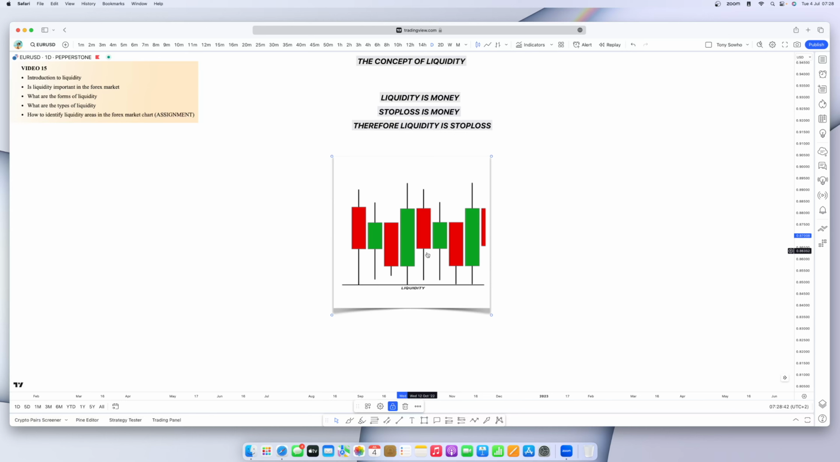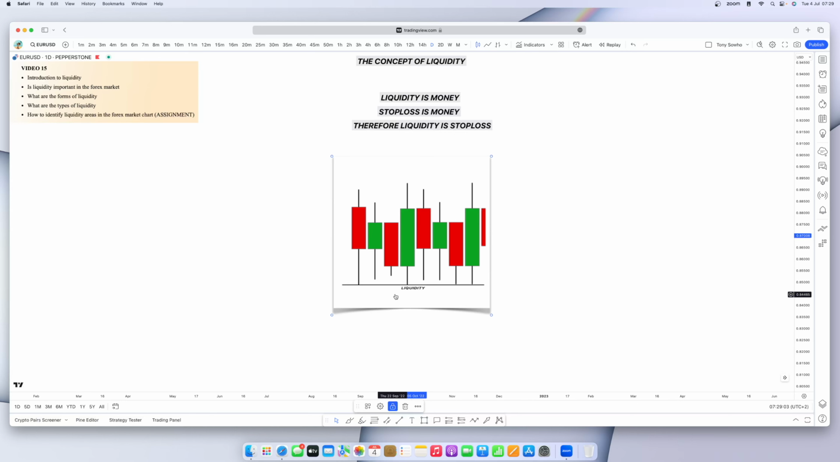What type of market structure is this? I've taught you market structure. Remember, everything I've taught you is interrelated. You need everything; they're all connected. What type of market structure is this? I've explained it to you. This is a consolidation market. Price is going back and forth, up and down.